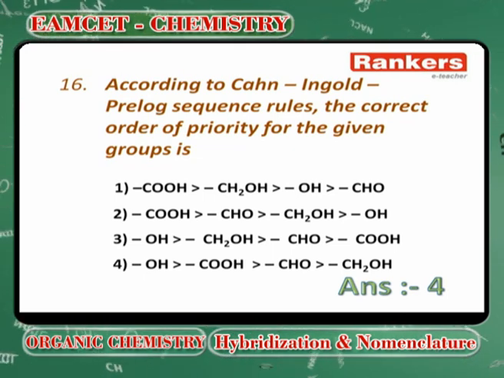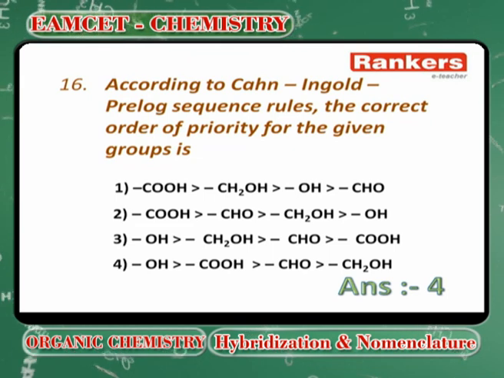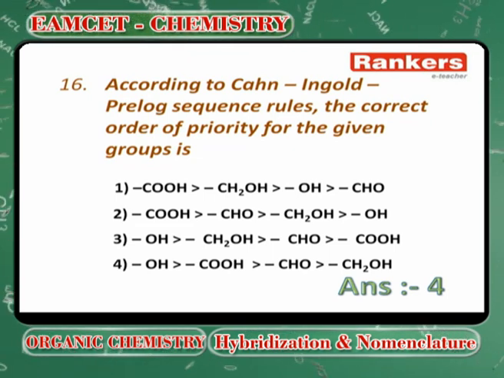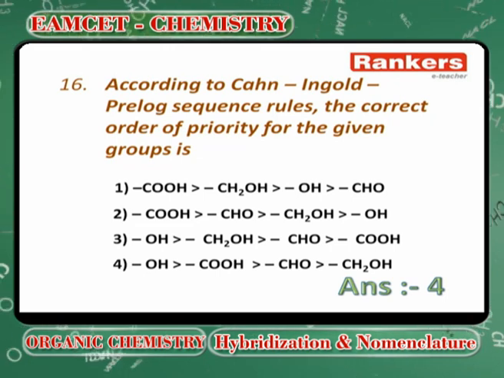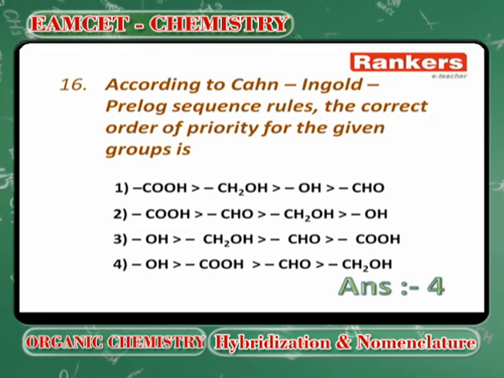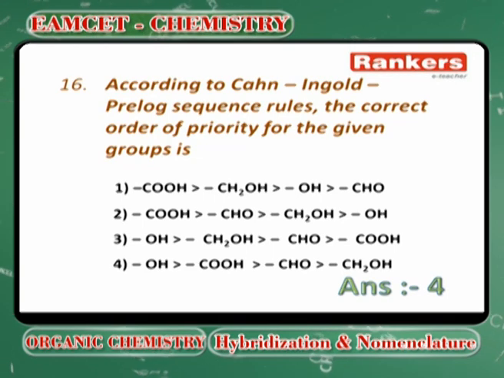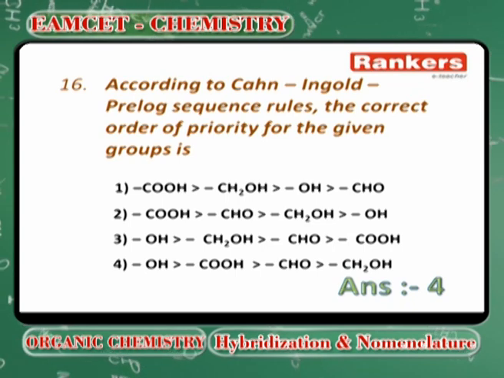Next, you come to CH2OH and COOH. CH2OH means 1 oxygen. The first element is carbon, the second element is oxygen. Here the second element is a double bond O and another O is also there. So therefore COOH happens to be the second one. Then it goes to the aldehyde. Then it goes to the CH2OH. So therefore the last order, that is the fourth option, is the right answer.